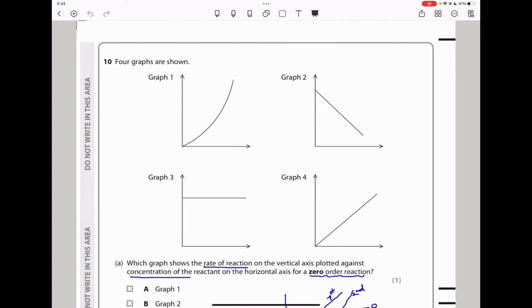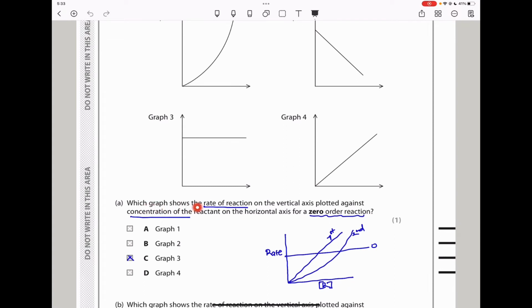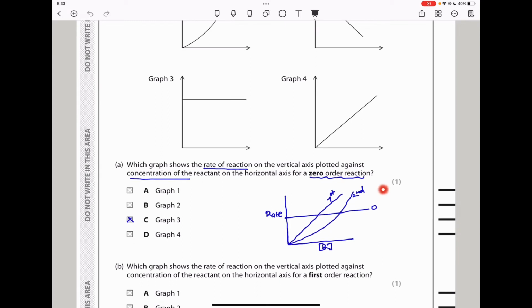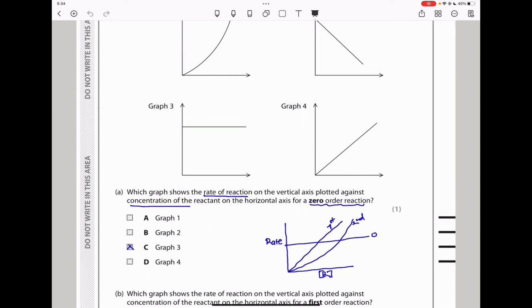Question 10 says 4 graphs are shown. So we can see these graphs. They say which graph shows the rate of reaction on the vertical axis plotted against concentration of a reactant on the horizontal axis for a zero order reaction. What I did, I drew for you this curve from your textbook, the rate versus concentration of a reactant. If it's like this, that is zero order. If it's like that, that is first order. And if it's like this, it can be second order. So since they're asking for a zero order reaction when there is a rate against concentration, it's only this graph that corresponds to that zero order reaction. So the answer should be C.